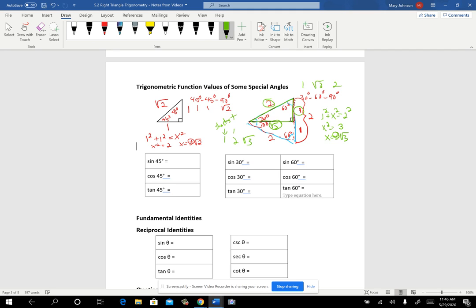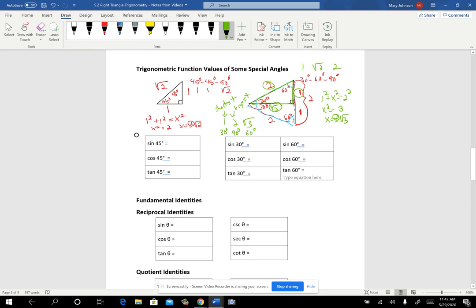This has to be the longest. And so then I know this goes opposite the 30 degrees, this goes opposite the 90 degrees, and then that leaves this for the 60 degree, okay? All right, so you need to know how to figure them out, or you need to know what the simplified ratios turn out to be. And so let's go over here then and think about that.